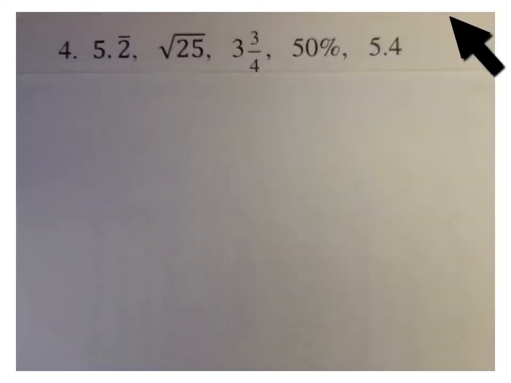Right, for number 4, we're still going in descending order, so let's go ahead and change our numbers to the same form. We're going to use decimals. 5.2 repeating is already a decimal. Now I need to take the square root of 25, which is 5. 3 3/4, write the integer, and 3 divided by 4 is 0.75. The next one, 50%, Dr. Pepper, so that's 0.50. And then 5.4 is already in decimal form.